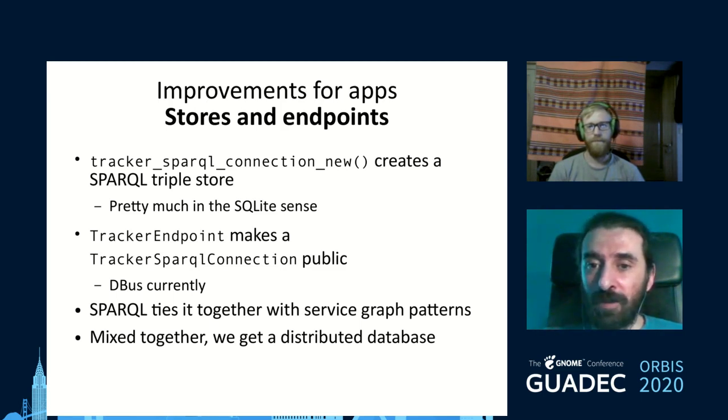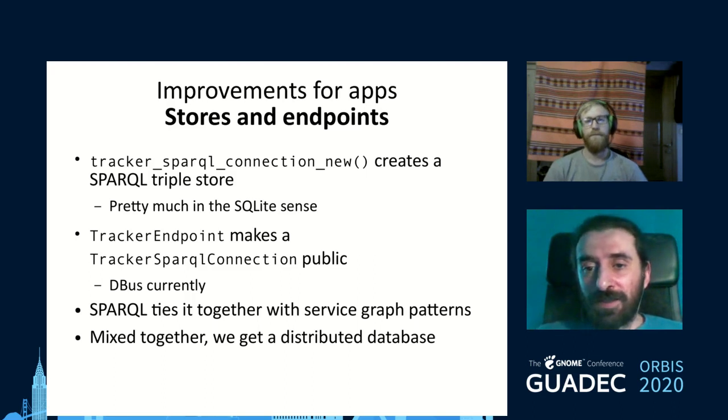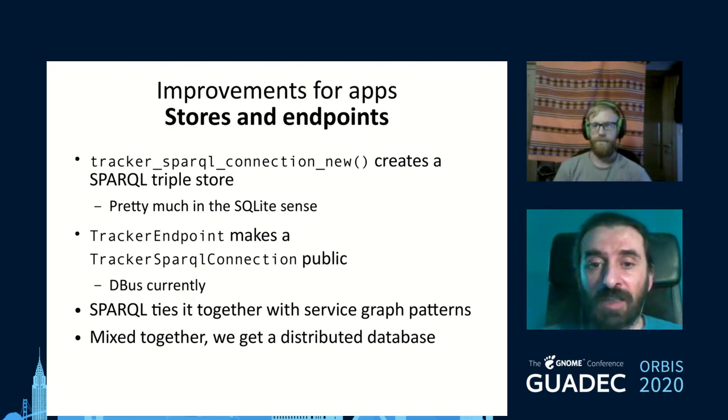So we now have a store which is local and an endpoint which is an optional object to make it public. And then what do we need? We need to query that database. And actually the SPARQL language ties it together with service graph patterns. This is fancy slang for the bits of the syntax that allow you to query different services instead of your own database. And it's pretty simple.